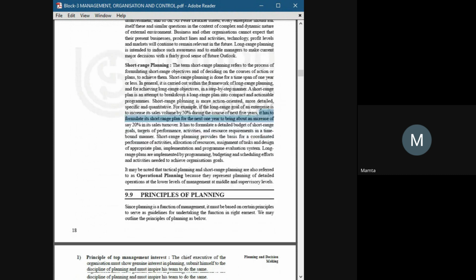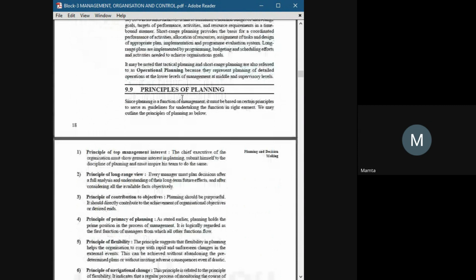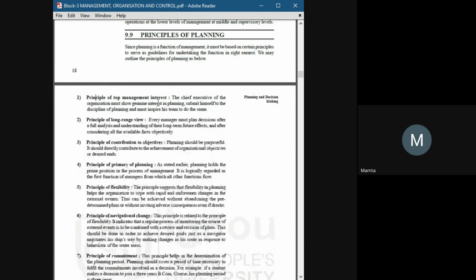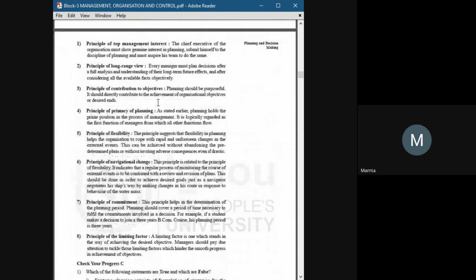I guess it's clear. Now, the principles of planning. Principle of top management interest. The chief executive of the organization must show genuine interest in planning, submit himself to the discipline of planning, and must inspire his team to do the same.